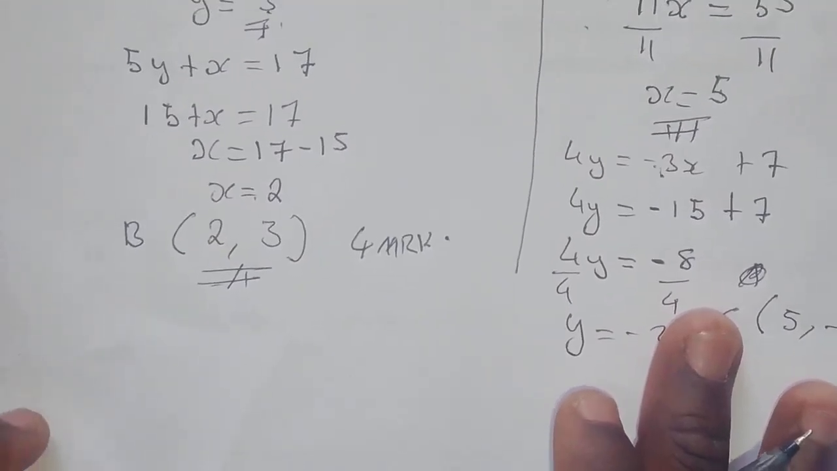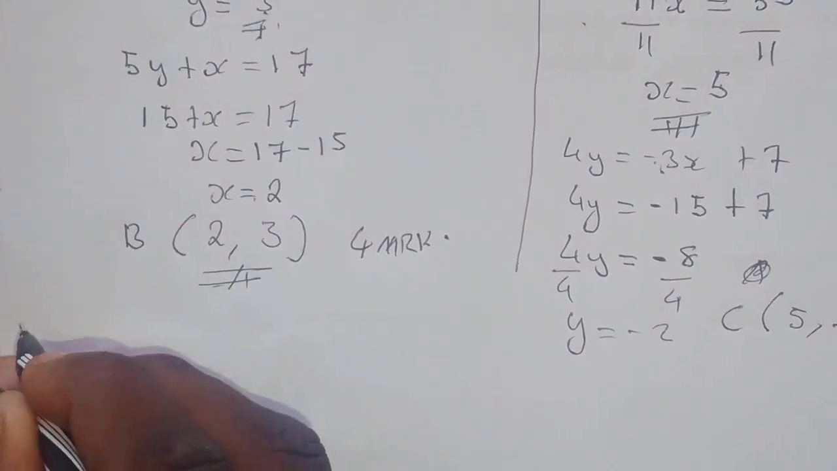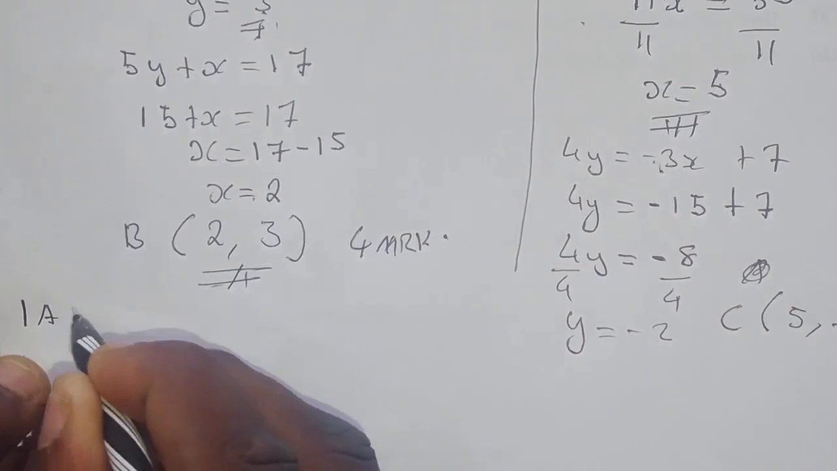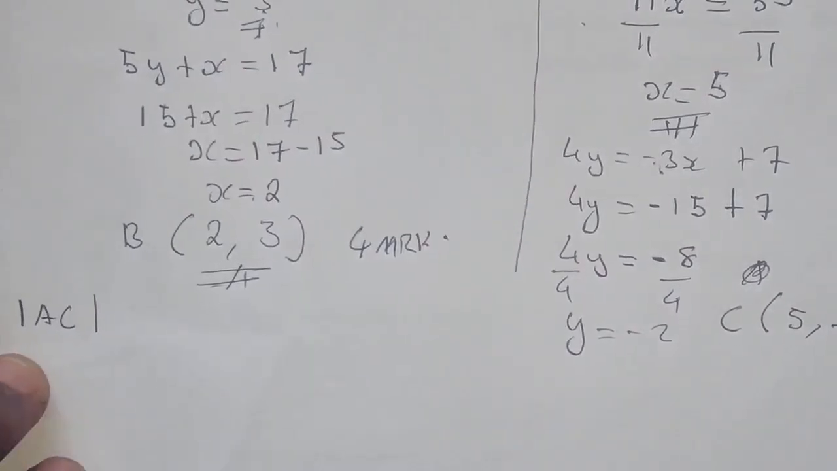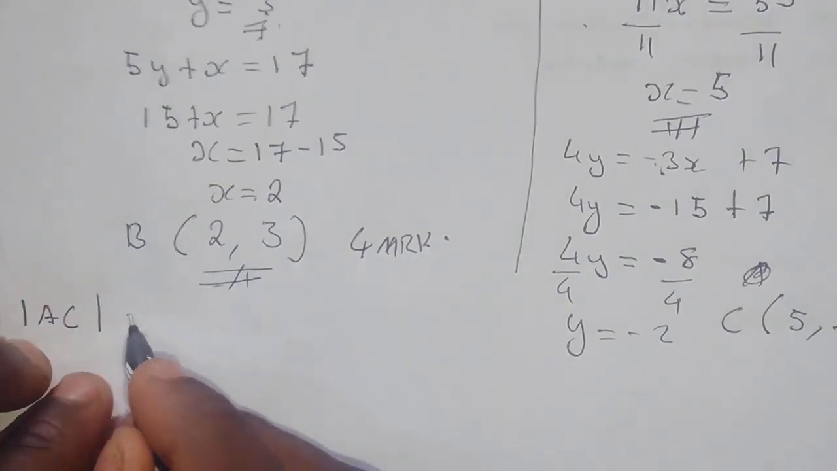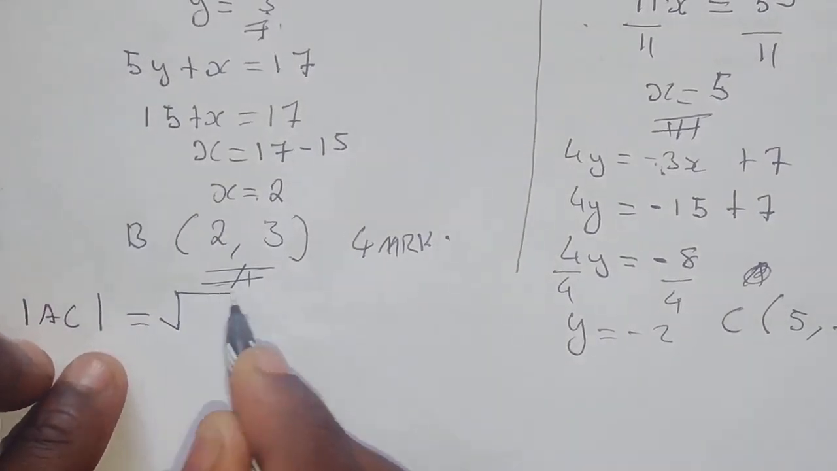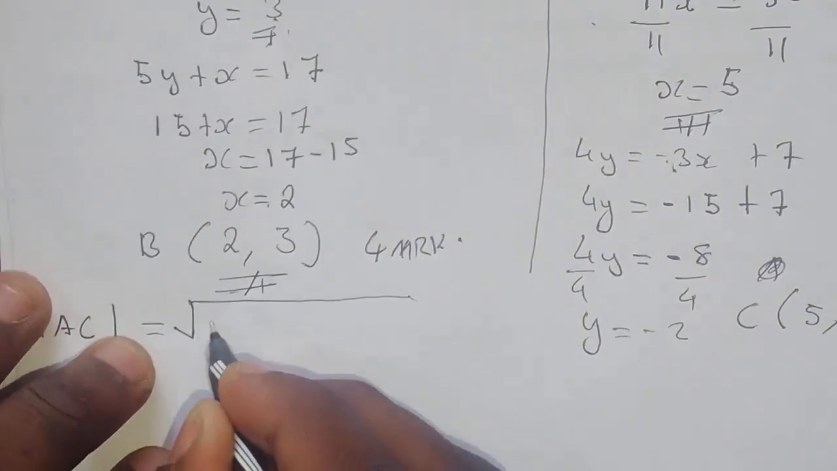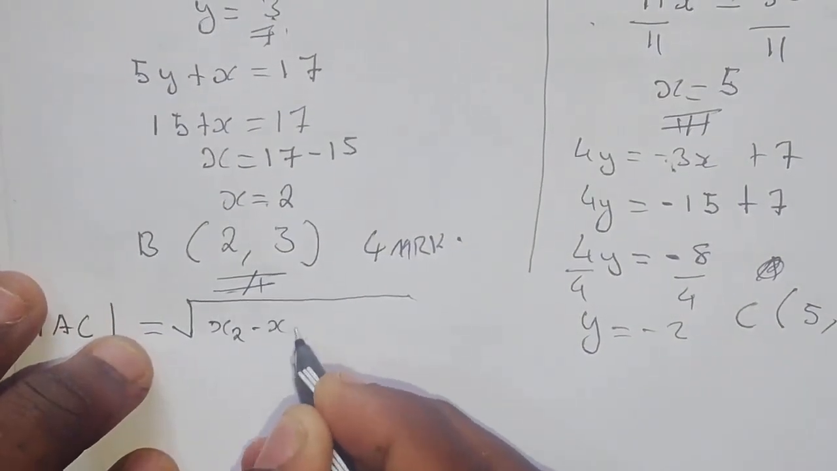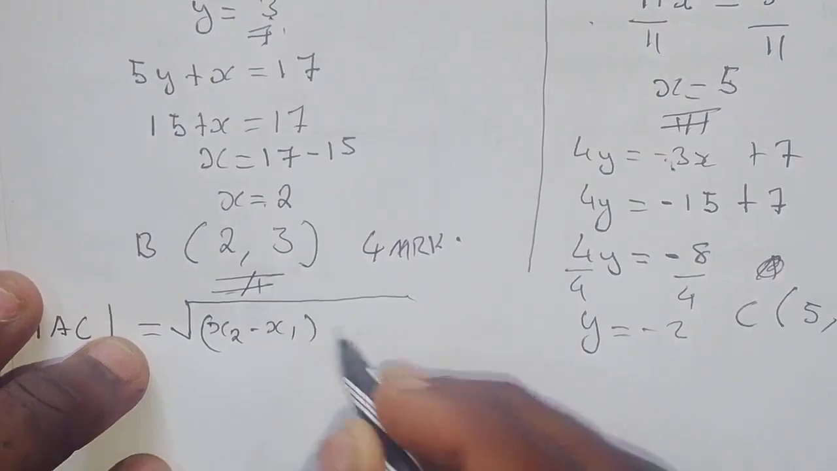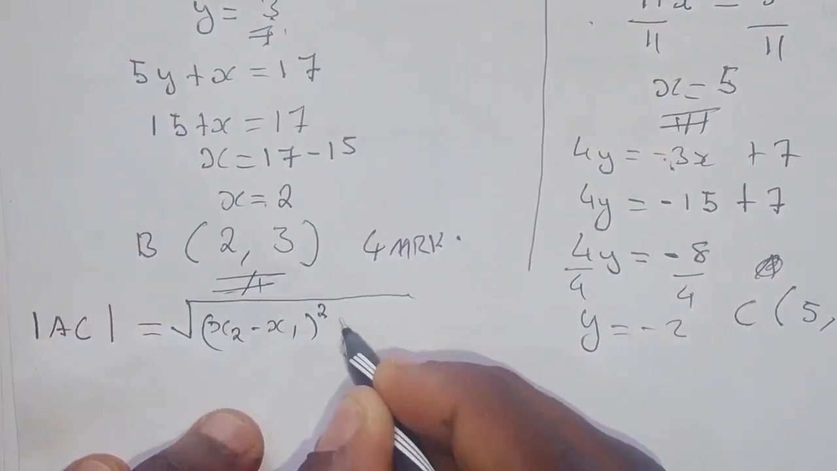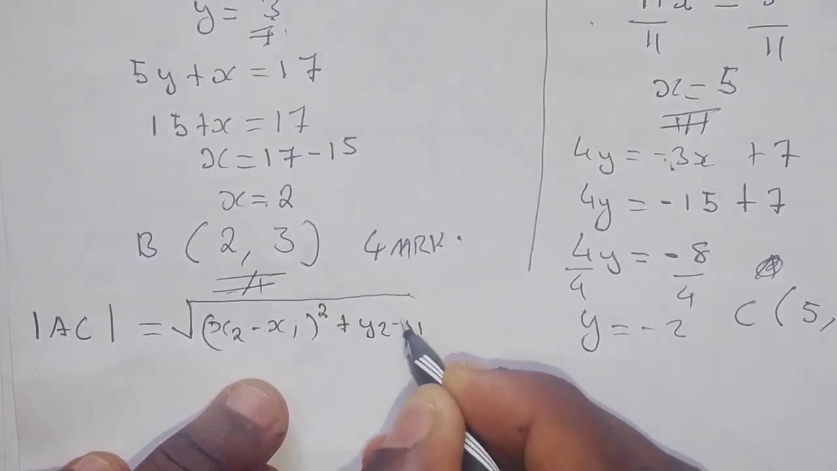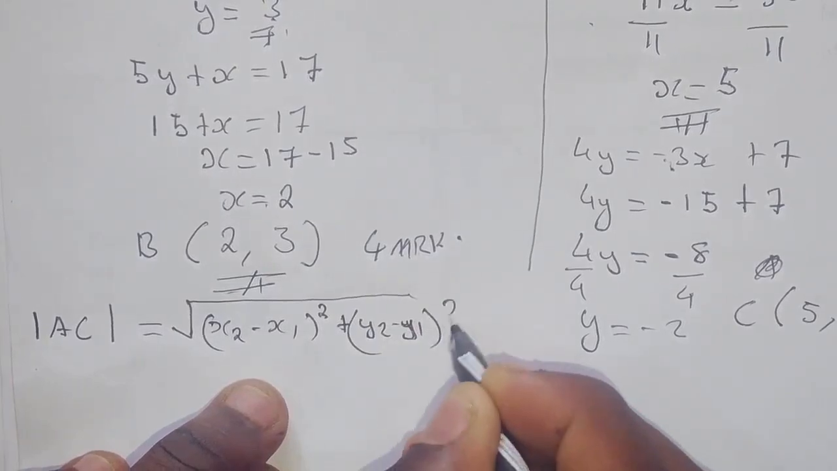So let's just solve from here. Magnitude AC: you know that the distance, or magnitude, is given by the formula square root of x2 minus x1 squared, plus y2 minus y1 squared, like this.